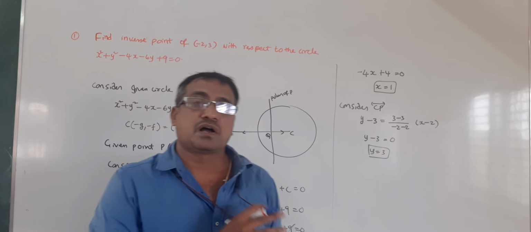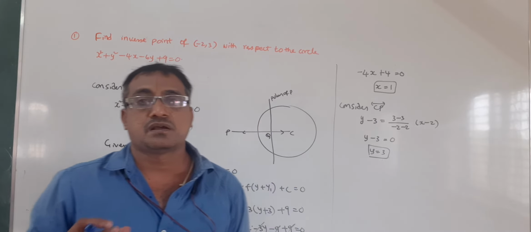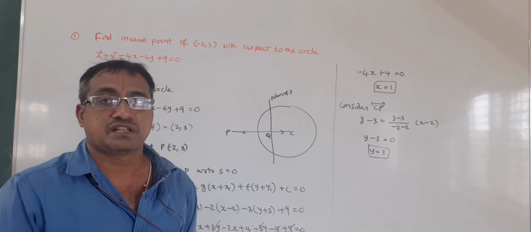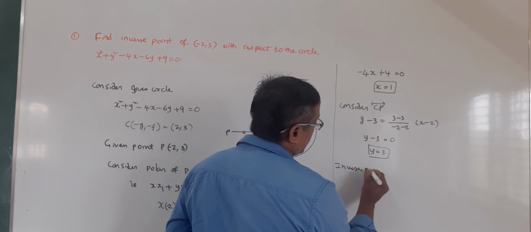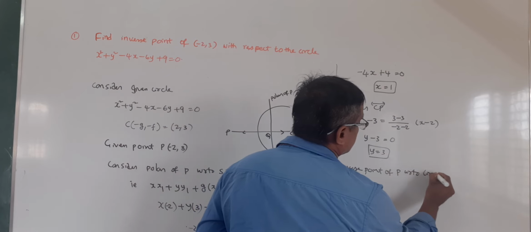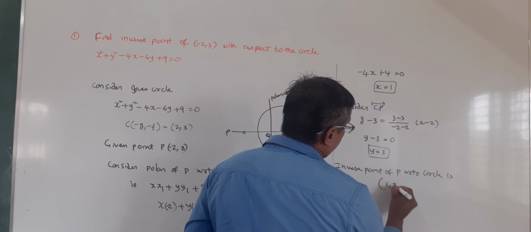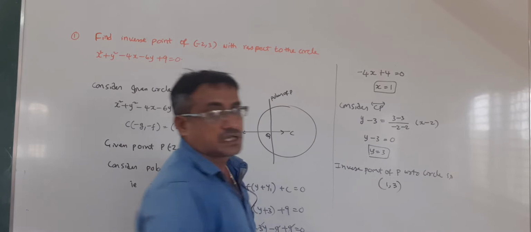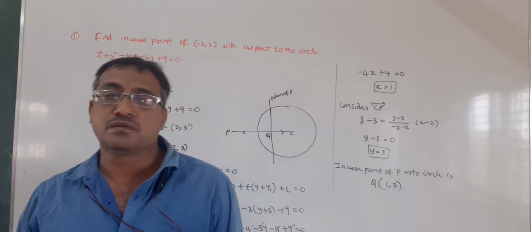Now the point of intersection of these two is the inverse point of P with respect to the circle. So the inverse point of P with respect to the circle is (1, 3). That is the required point, which is denoted by Q. Very important problem.